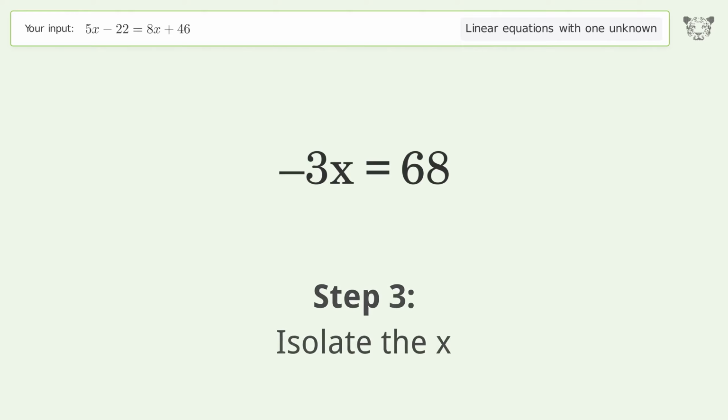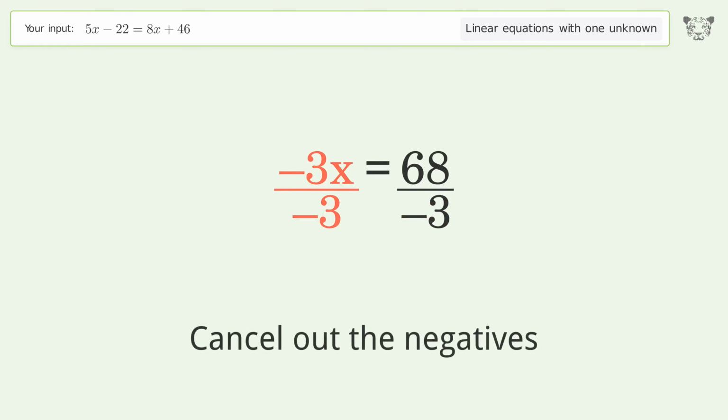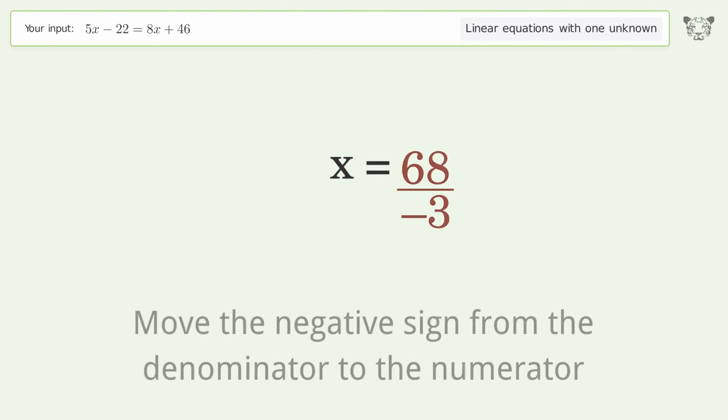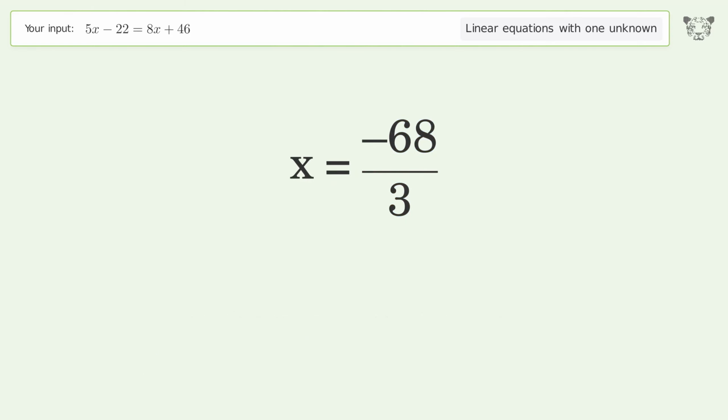Isolate the x. Divide both sides by negative 3. Cancel out the negatives. Simplify the fraction. Move the negative sign from the denominator to the numerator. And so the final result is x equals negative 68 over 3.